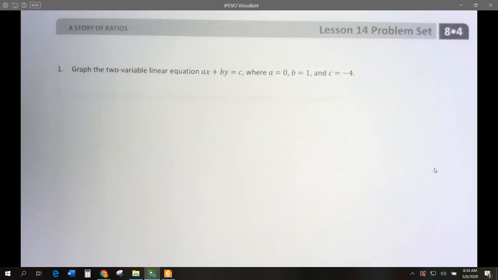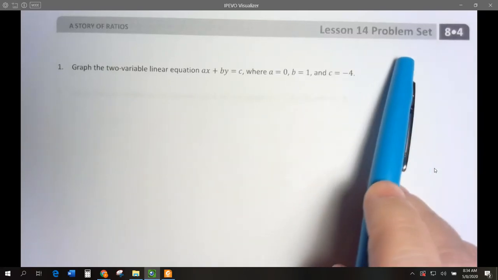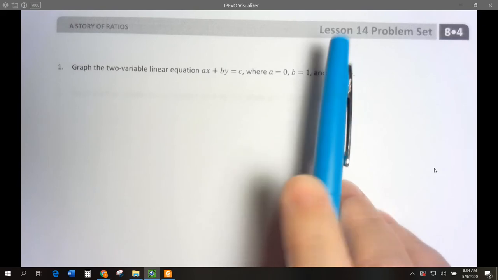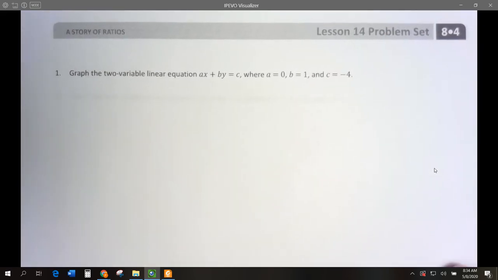Hello 8th graders, today we are doing Module 4 problem set for Lesson 14. This has to do with horizontal and vertical lines.